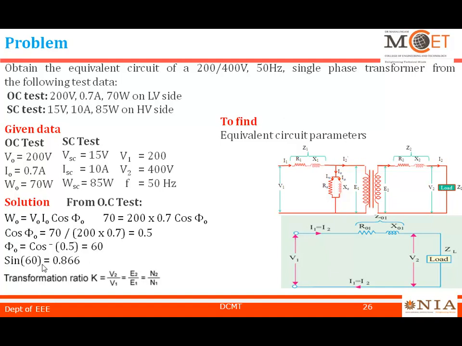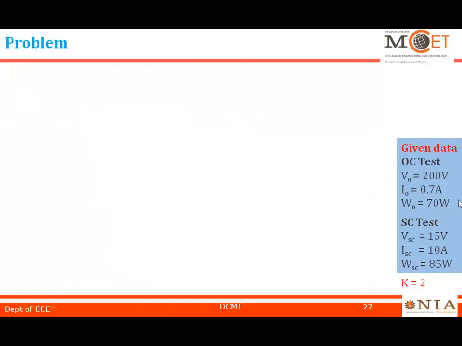The transformer ratio is very important because from it we are going to find the value of K. K can be written as V2 divided by V1, E2 divided by E1, N2 divided by N1, which is equal to I1 divided by I2. That also gives the transformer ratio. In this, we know the values of V1 and V2. V2 is 400 and V1 is 200. So K is equal to 400 by 200, which is equal to 2. The value of K is 2. This is very important to find. So these are the given data.